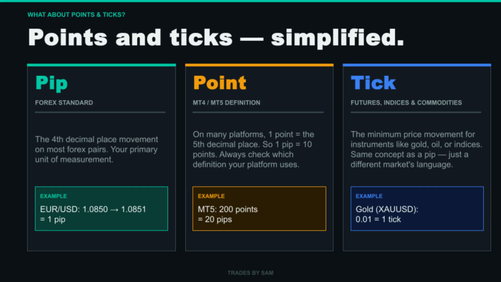This trips people up all the time. If someone says their EA makes 200 points a month, they might mean 20 pips, not 200 pips. Always clarify which definition is being used. It genuinely matters. What about ticks?